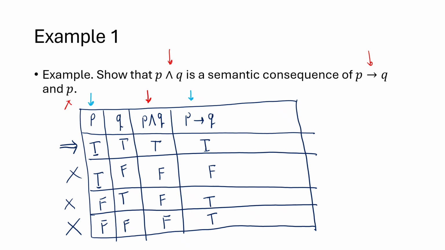There's only one row. And what we want is, on the rows where all our premises are true, our conclusion has to be true as well. And you can see that my conclusion is true on the only row where all my premises are true. So what does that mean? It means that P and Q is actually a semantic consequence of these two premises.